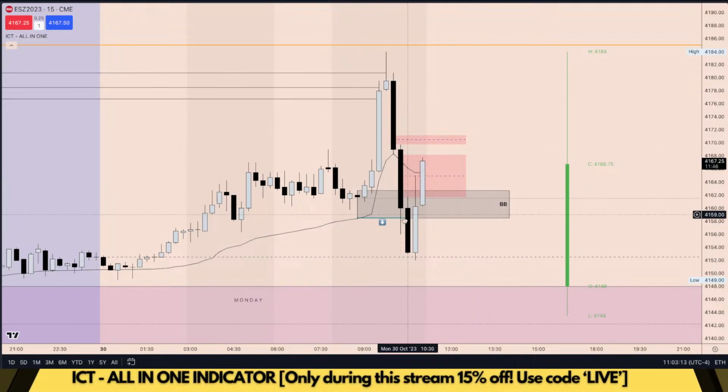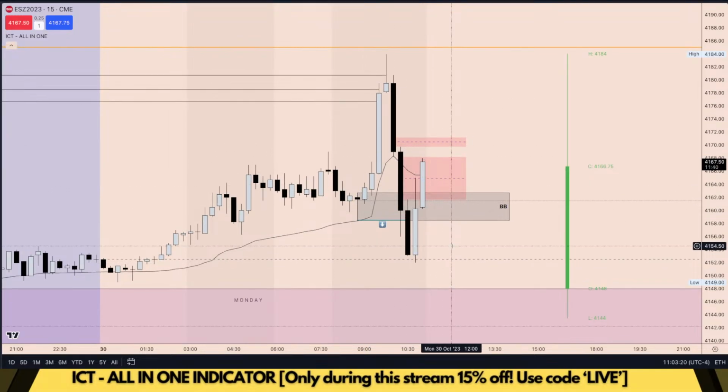This is a good scenario. We took out buy side, we displaced, we left behind inefficiencies, and we continue lower. It could always be the case that we get stopped out. And that's part of it. It's normal. It's healthy.